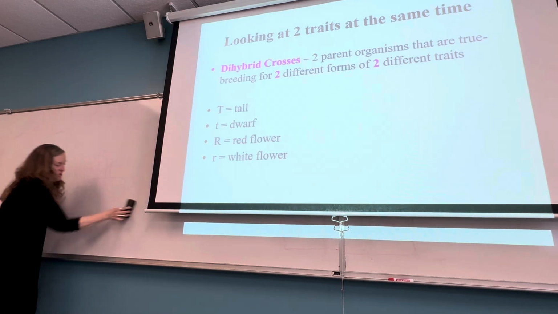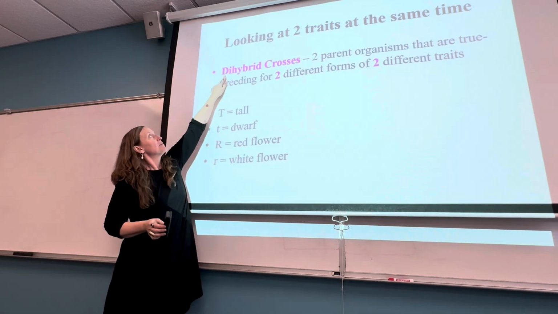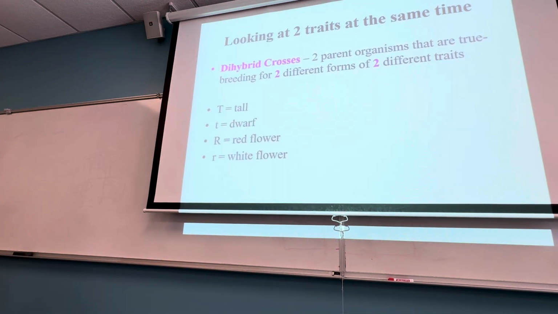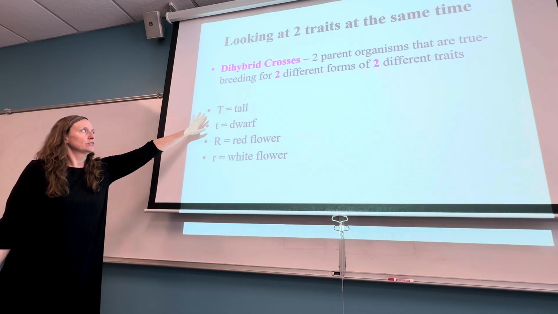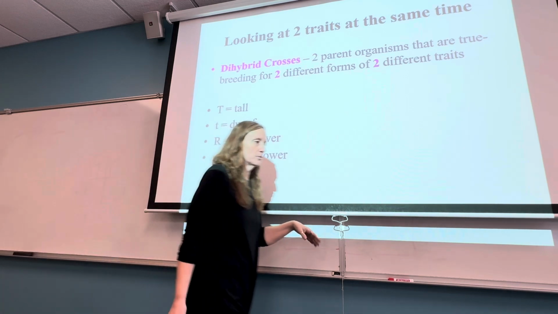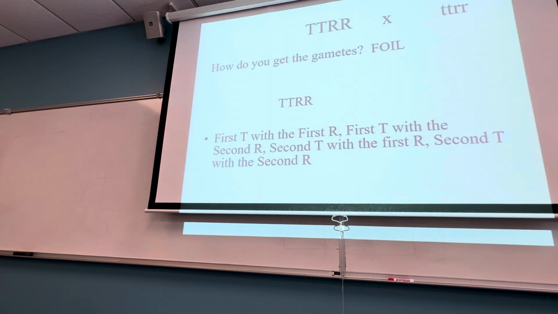So, we are going to do what are called dihybrids. Di means 2. We're going to look at 2 traits at one time. So we're going to look at our parents, and how they pass on 2 traits to their offspring in one Punnett square. So tall, capital T, dwarf, little t, capital R, red, little r, white. Sorry.